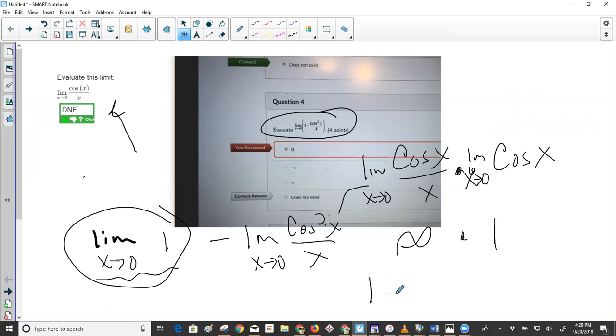So if I have 1 minus infinity times 1, 1 minus infinity is still a huge number. So it doesn't exist. And of course, as you go from different sides, it just goes to negative infinity or positive infinity. Either case, there's no limit. So that's why they said that doesn't exist. I don't know if that's the way you did it or if you were just guessing, but that's how I would tackle that.